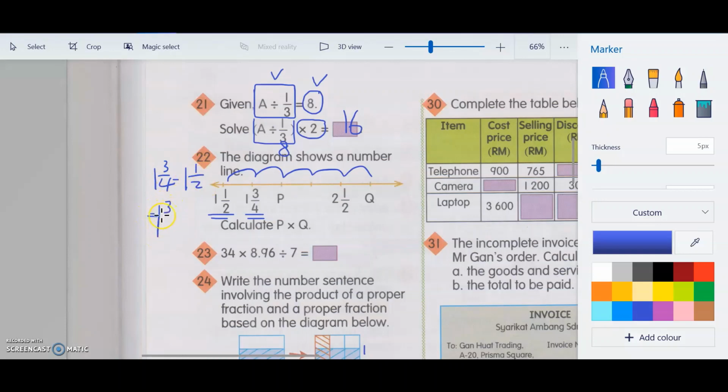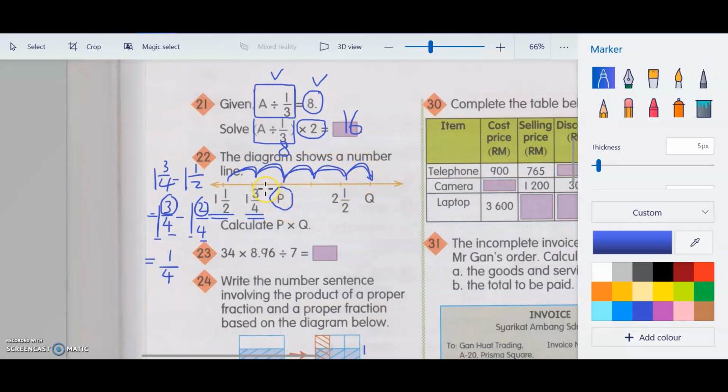Now we make the bottom number the same first. So 2 we times 2 is 4, 1 we times 2 is 2. Then 1 minus 1 is 0, 4 remains, 3 minus 2 is 1. So in other words, the pattern here is 1 over 4. We plus 1 over 4. This is ascending, the value is getting bigger. So we just plus 1 over 4 every time we move.